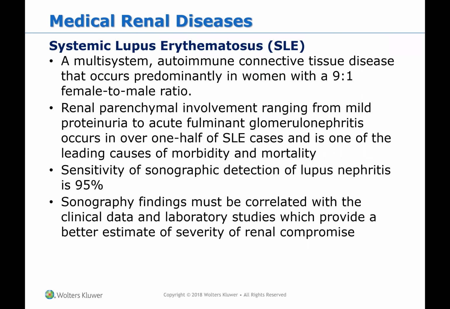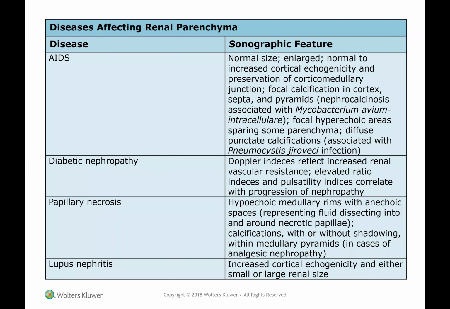Lupus can affect your kidneys. It has a female to male ratio of 9 to 1. So here are just some of the diseases that can affect the kidneys. So just maybe go over those and know, not necessarily what the sono features are, but if asked true or false, can AIDS affect your kidneys? You can say true.